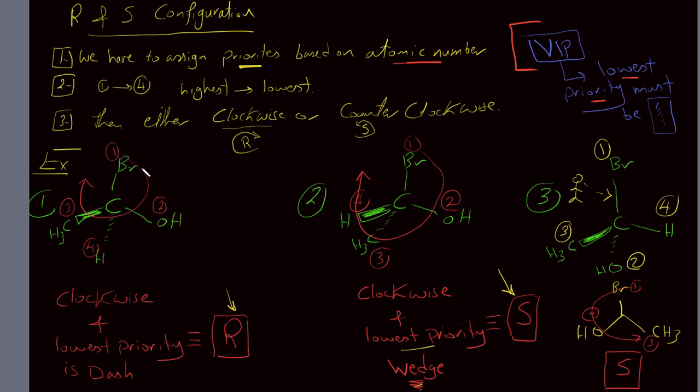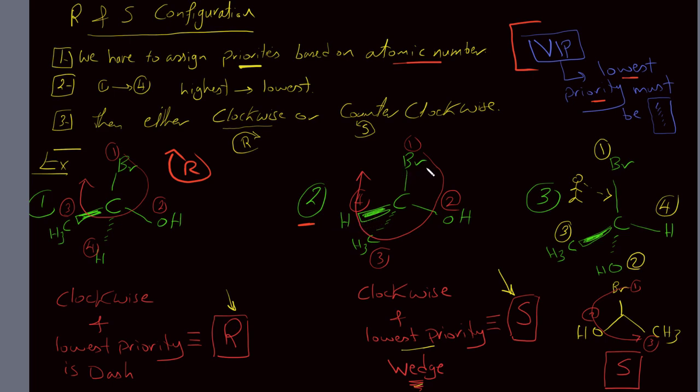Then you will just go 1, 2, 3. You're going now this way, and that's R, clockwise. So this is the normal case. If it's clockwise, it's R, which is the case here. If it's counterclockwise, it's S. Fine. The second case is when your lowest priority is a wedge.